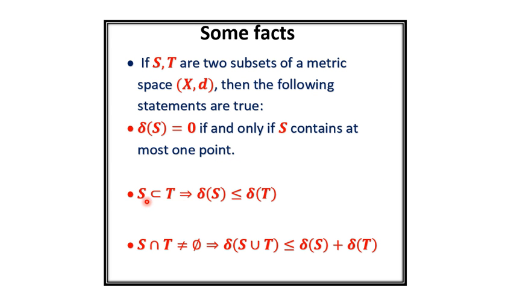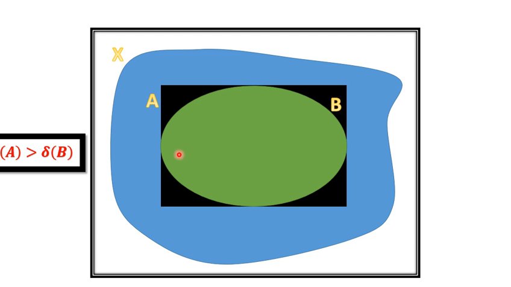The other thing also is that if you have a set which is a subset of another set, then the diameter of this set S should be less than or equal to the diameter of T. And that's exactly what we saw in the previous slide. Here, because B is a subset of A, we expect the diameter of B to be less than or equal to the diameter of A.